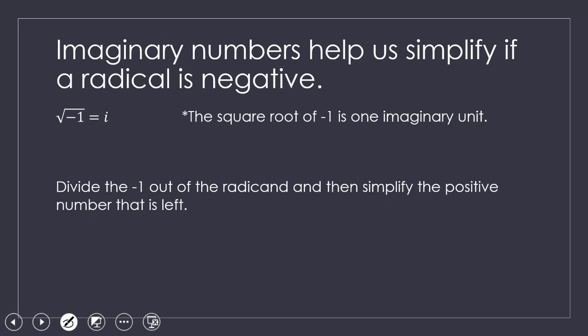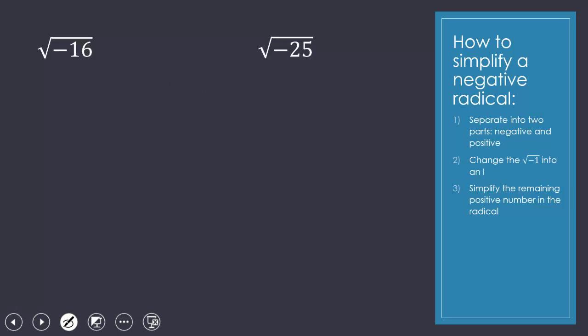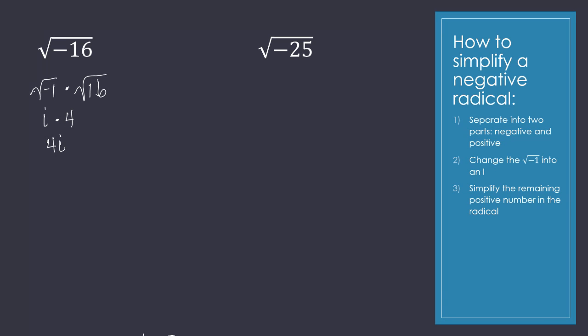So let's work through a couple of these so you can hopefully see that. So here I've got the square root of negative 16. The first thing I want to do is separate that negative out. I'm going to separate this into the square root of negative 1 times the square root of positive 16. All I did was take that negative 1 and separate it out, okay? Because I know that the square root of negative 1 is an i. And I know that the square root of 16 is 4. Now I can simplify this to be 4i.